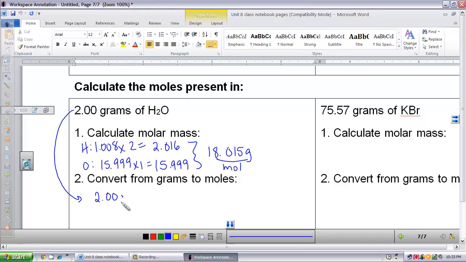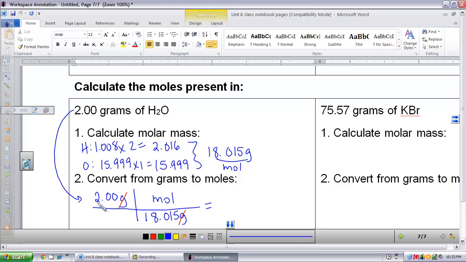Okay, start with what you're given. You have 2.00 grams. Now be careful here. You're going to be tempted to just put this in right like it is, but if you did that, you would have grams and grams in the numerator, which won't really help you. So you have to flip your conversion so that grams are on the bottom and then your moles are on top. Now your grams will cancel and you're left with moles in the numerator.